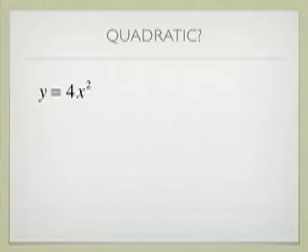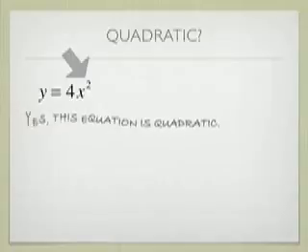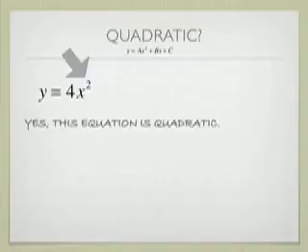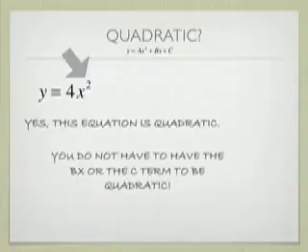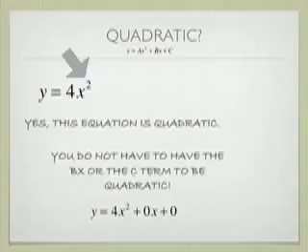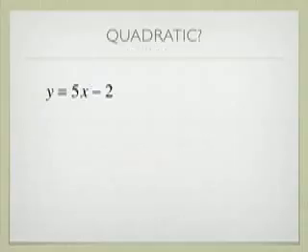How about this equation? Is it quadratic? I don't see the bx and the c, but it does have a quadratic term. It has a degree of 2. So yes, this equation is quadratic. You don't have to have the bx or the c. That's not what makes it quadratic. What makes it quadratic is the x squared. So if you wanted to, you could write this as y is equal to 4x squared plus 0x plus 0. And sometimes you might find that helpful.